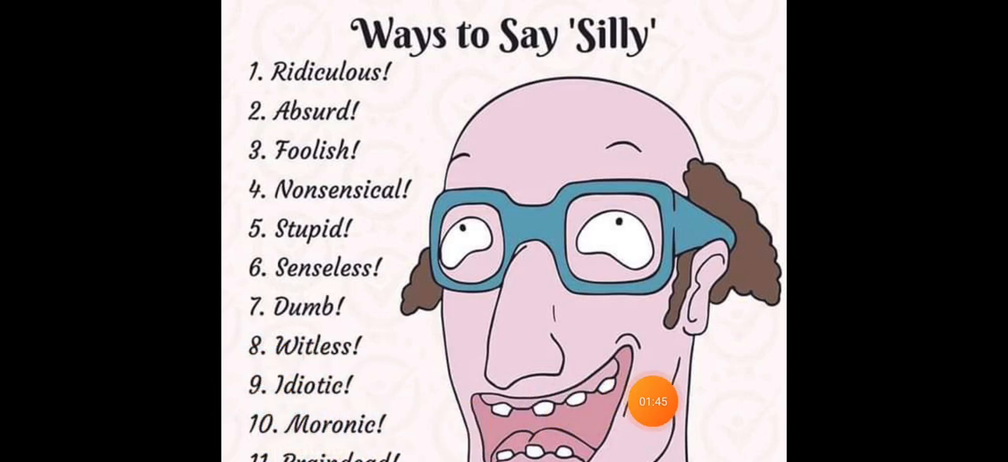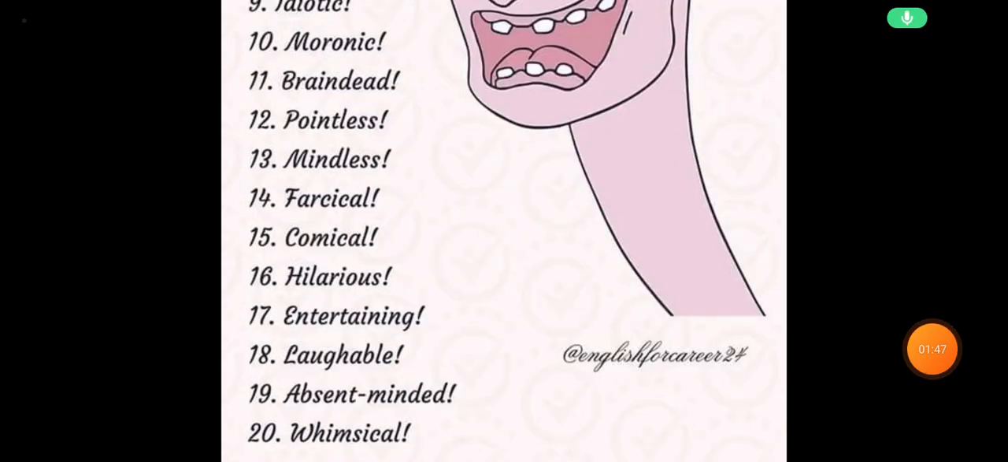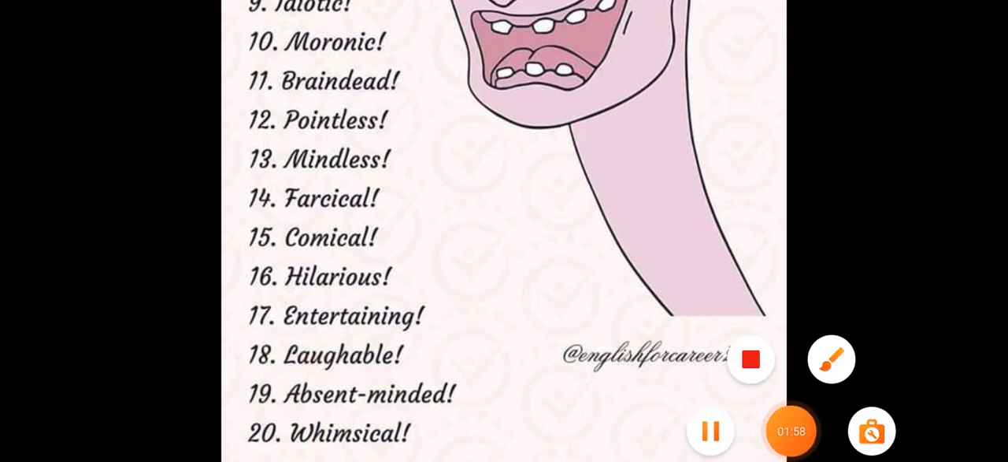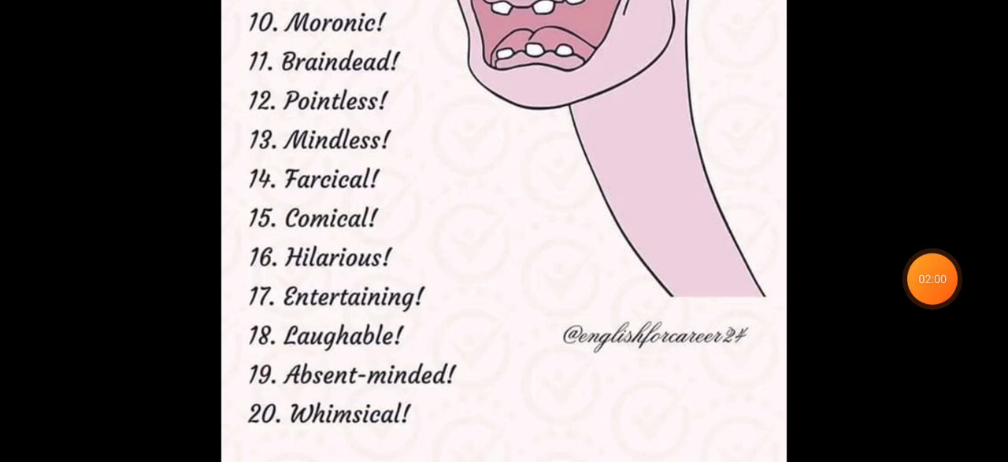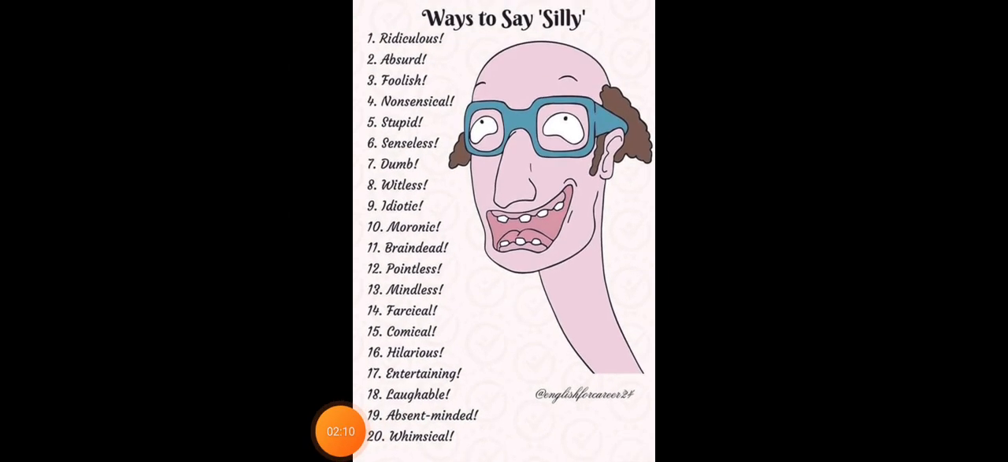Idiotic. Moronic, brain dead. Pointless, mindless, partial, comical, hilarious, entertaining, laughable, absent-minded. And the last one is whimsical. It's not whimsical, it is whimsical. You will pronounce it whimsical. So I have told you 20 ways to say silly.